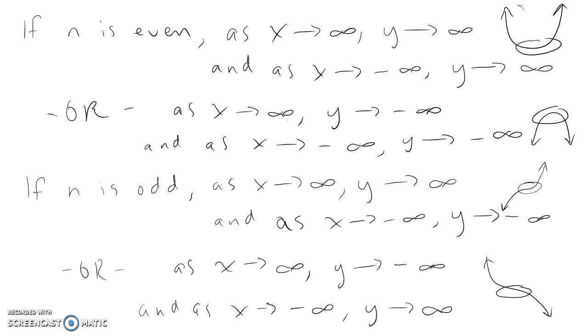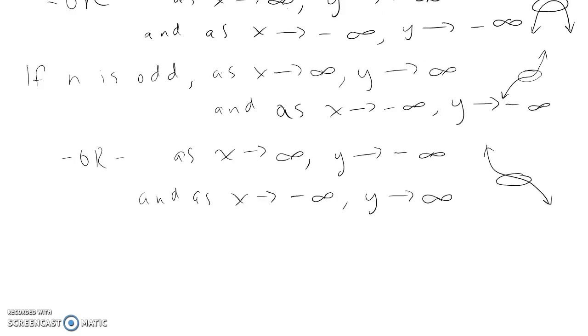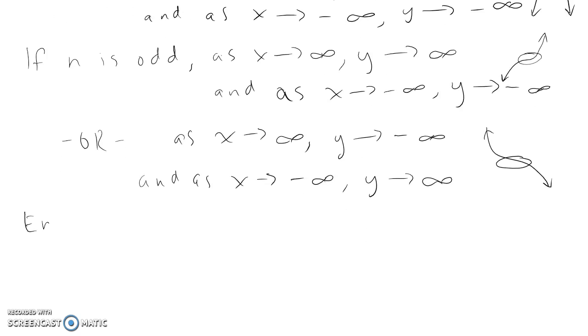Okay? In all cases, we call this end behavior. End behavior. Right? What is happening at the ends of the function? What are they approaching? Are they getting bigger and bigger in y value as x changes? As x gets bigger or x gets smaller, what's happening?